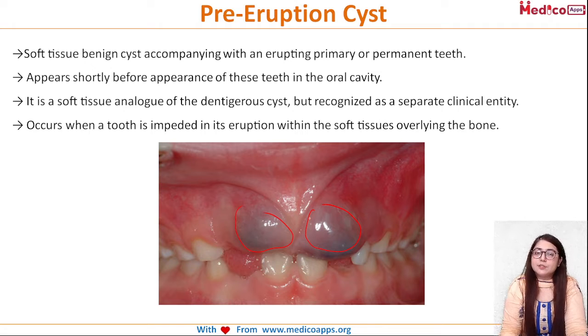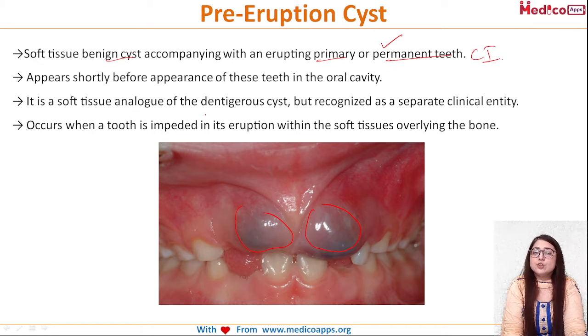So pre-eruption cyst is basically a benign soft tissue cyst which appears prior to the eruption of the central incisors, and it regresses automatically and you need not give any sort of treatment. Generally this is asymptomatic unless it is infected and becomes symptomatic. It is a soft tissue benign cyst accompanying an erupting primary or permanent tooth. Usually it is associated with the permanent teeth, and that too with the central incisors, right?